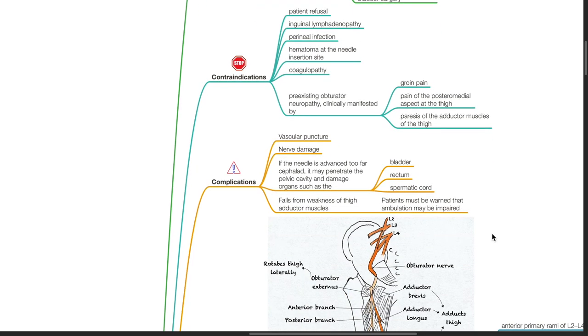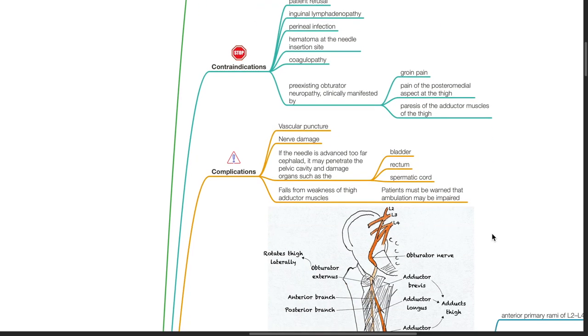Complications of obturator nerve block include vascular puncture and nerve damage. If the needle is advanced too far cephalad, it may penetrate the pelvic cavity and damage organs such as the bladder, rectum, and spermatic cord. Falls from weakness of thigh adductor muscles. Patients must be warned that ambulation may be impaired.